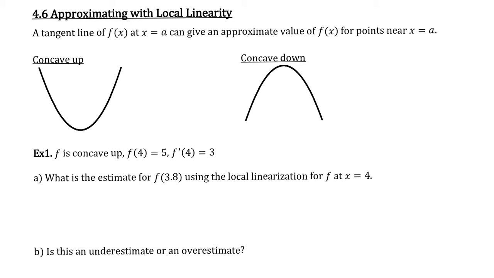So let's assume this is f of x. Let me pick some random point. We'll pick it right here. Let's just assume that that's the point on f of x where x equals a. Okay, I'm going to go ahead and draw the tangent line. Okay, now the tangent line can give an approximate value of f of x for points near x equals a.